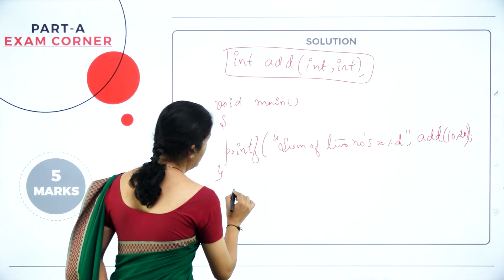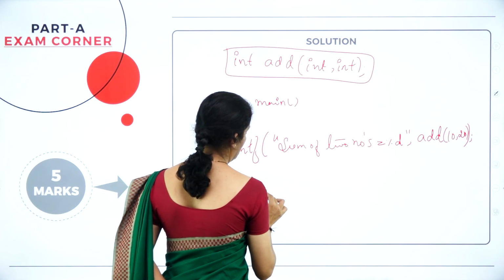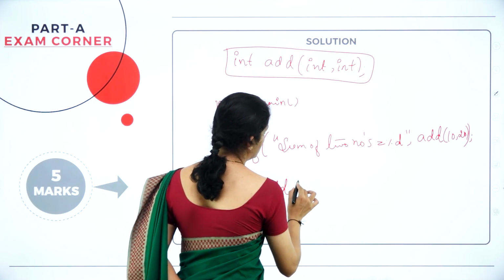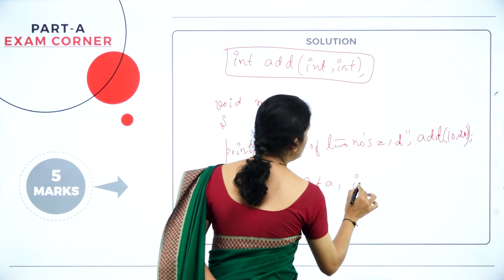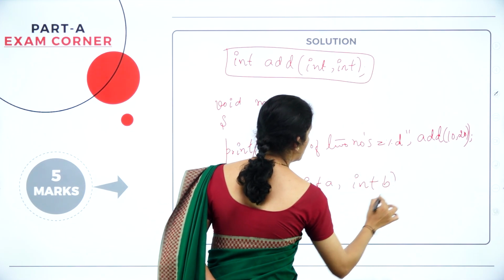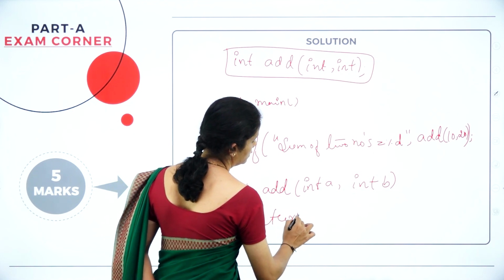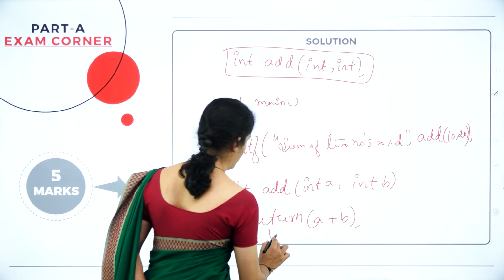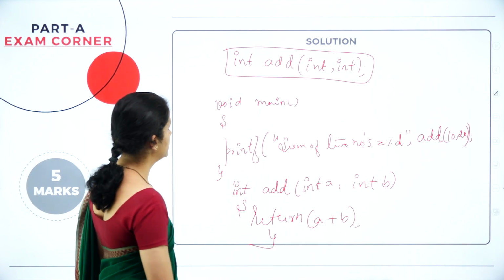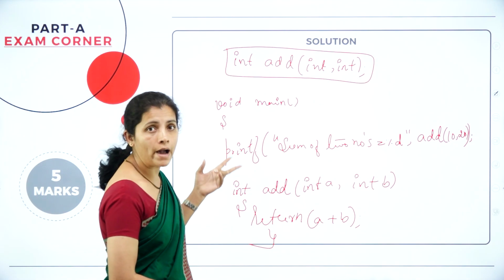Now I'm going to write the function definition, int add(int a, int b). Now I'll write return a plus b, and close the curly bracket. So this is the example program for call by value.